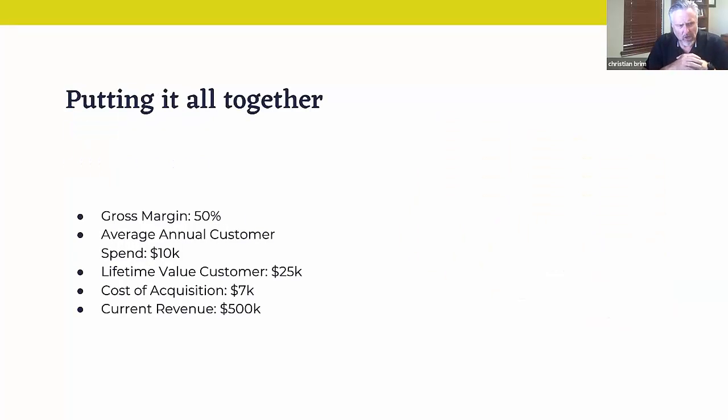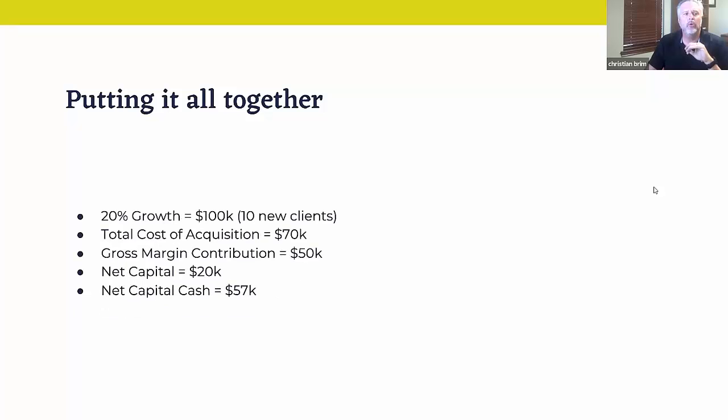So let's say these are your numbers. You have a gross margin of 50%. That's fairly typical in any kind of service industry. Let's say your average annual customer spends $10,000 with you, so your gross margin would be half that. Lifetime value of a customer is $25,000. Cost of acquisition for that client is $7,000, and your current revenue is $500,000. So let's say we want to grow 20%. What does that look like?